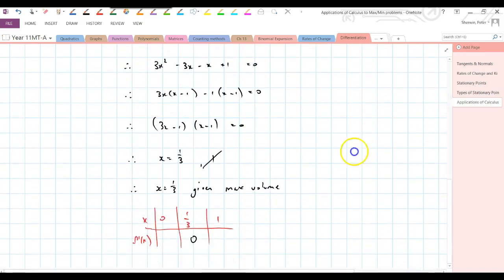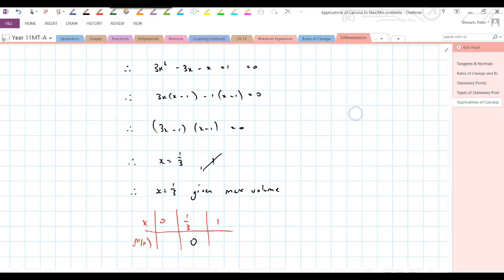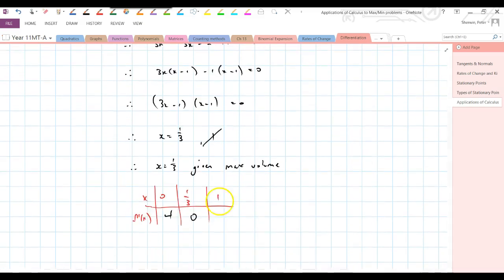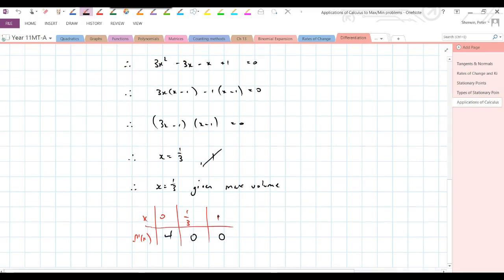So put 0 in there and you get positive 4. And put 1 in: 12 minus 16 is minus 4, plus 4 is 0. If you put 1 in, you get 0. Now, I've used the wrong value there for my value greater than 1/3. I can't go to 1 because I've just established that at 1 the derivative is 0.